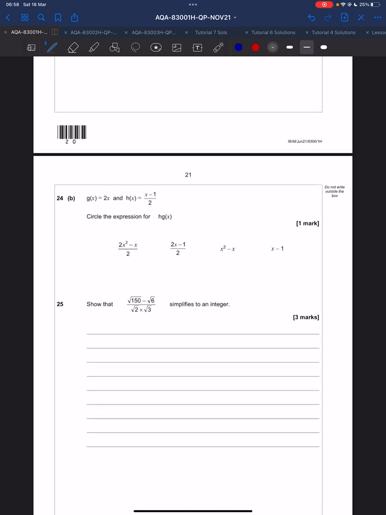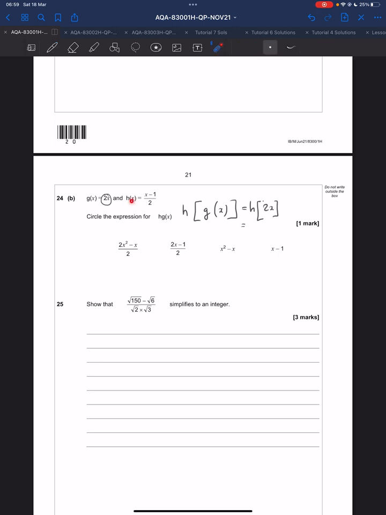24b. Oh, that's why there are so many pages, because it's a, b, c's. Right, 24b. g of x is 2x, h of x is x minus 1 over 2. Circle the expression for hg of x. This means apply h to g of x. The way this is worded, we've got to do g of x first of all, and then do h to it. So this is h applied to g of x, which is 2x. So we've got to do h to 2x.